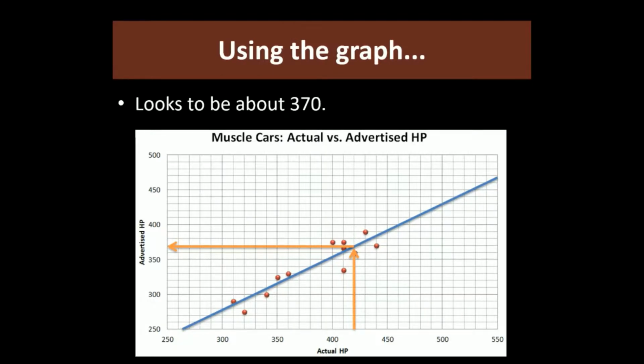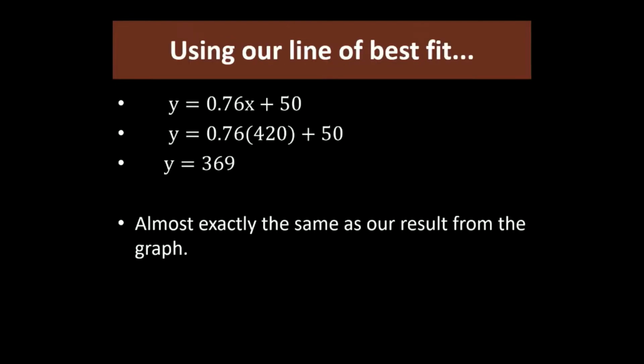So from my graph, all I do is I say, okay, the actual horsepower is 420. So I basically go from x equals 420 up until I hit my line and then read off my y value, which is the advertised horsepower. So from my graph, it looks like it's just under 370, pretty close to 370. And if I plug it into my equation for my line of best fit, I get 369. Again, pretty close to 370.